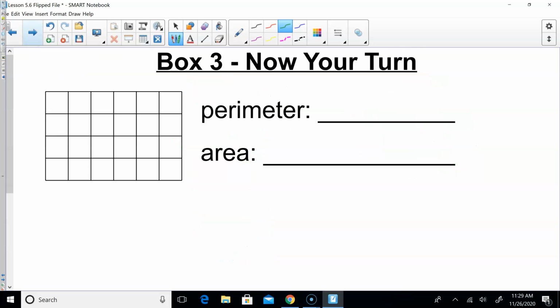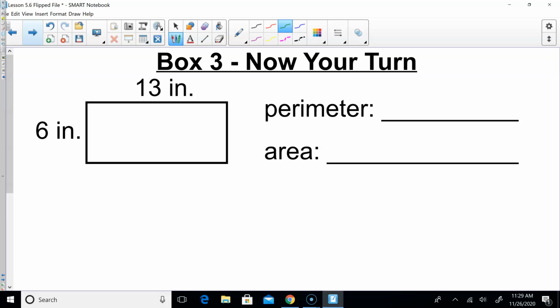All right, so after all this hard work to learn about it, it's now time to put your work into practice. So right now, what is the perimeter of this drawing or this rectangle? What is the area of this rectangle? So you write down now and show your work. Here's another example. Once you find out what is the perimeter of this rectangle, what is the area?